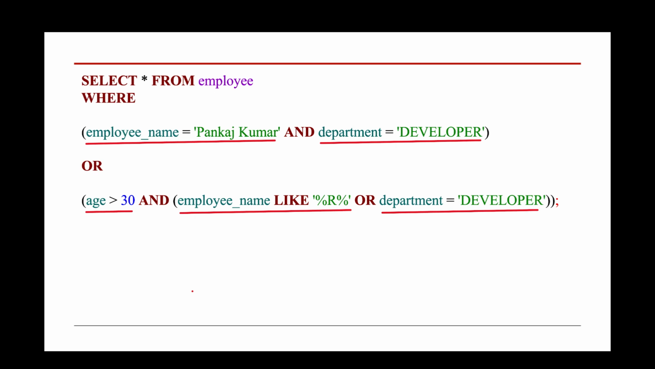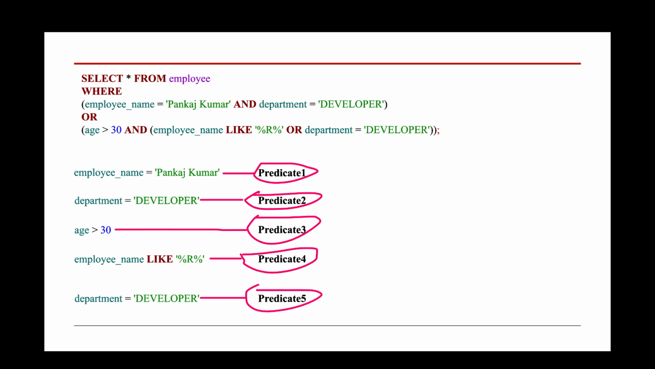And guess what? In Criteria API, we'll create each of these conditions using Predicate, and then just combine them using Criteria Builder. See my screen, I've listed out all the conditions from the SQL query, line by line. Now the best part? We can easily convert each condition into a predicate using Criteria API. So let's break it down. For employee name, we'll create predicate 1. For department, we'll create predicate 2. For age greater than 30, we'll have predicate 3. For the like condition on employee name, that'll be predicate 4. And finally, another department check, that's predicate 5.